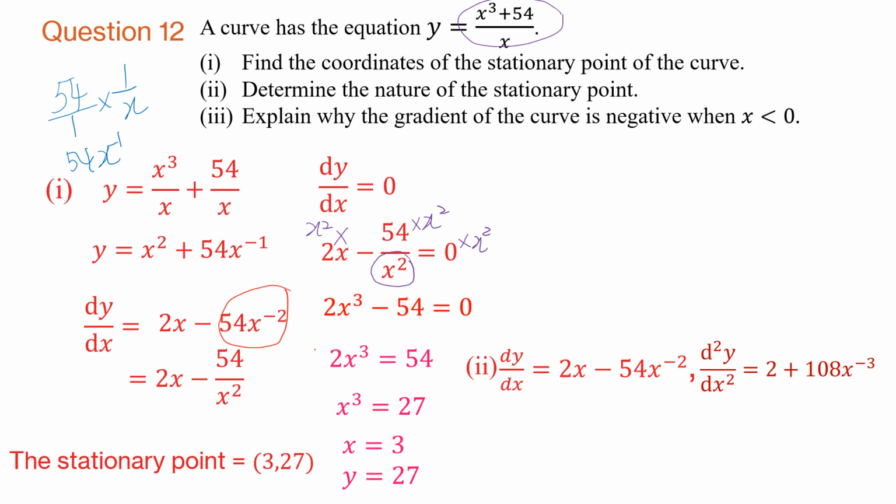Differentiate this one here, it is just negative 54. You bring the negative 2 down, so negative 54 times negative 2 gives you 108. Negative 2 minus 1 gives you negative 3. So we're going to substitute x equals 3 here.